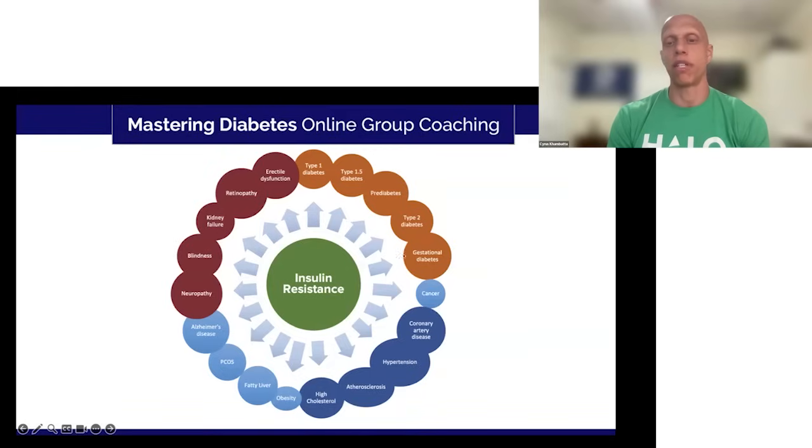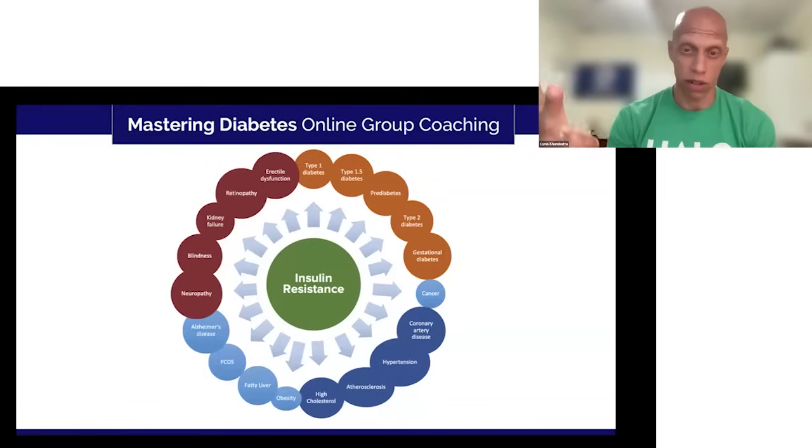All of those forms of diabetes are affected by insulin resistance. But in addition to that, your cardiovascular metabolism on the bottom right, which is your dark blue, is also negatively impacted by insulin resistance. In other words, the more insulin resistant you become, the higher your risk for coronary artery disease, hypertension, which is high blood pressure, atherosclerosis, the hardening of blood vessels, high cholesterol.